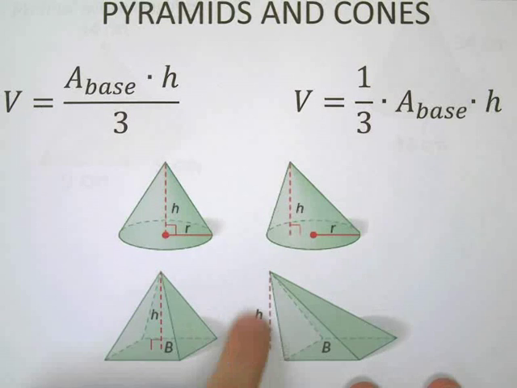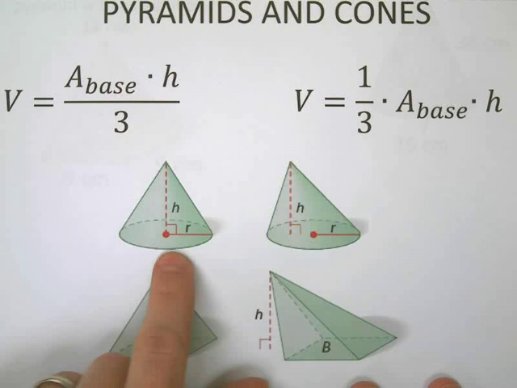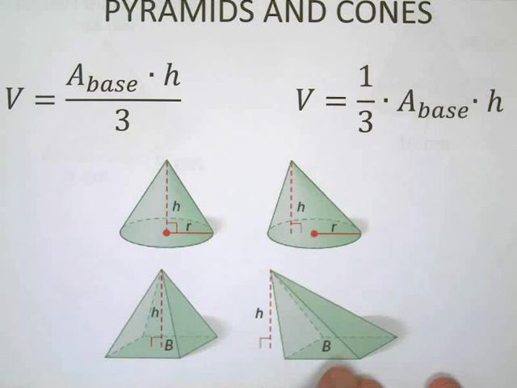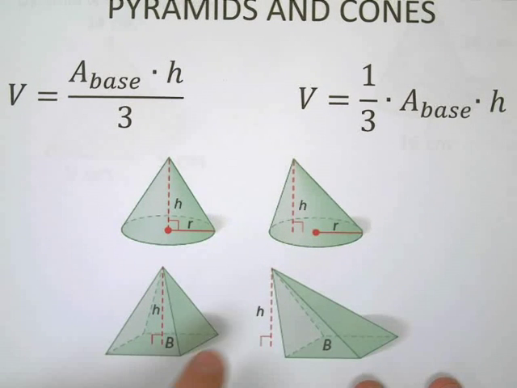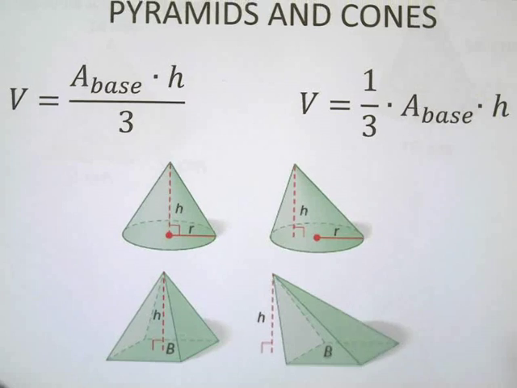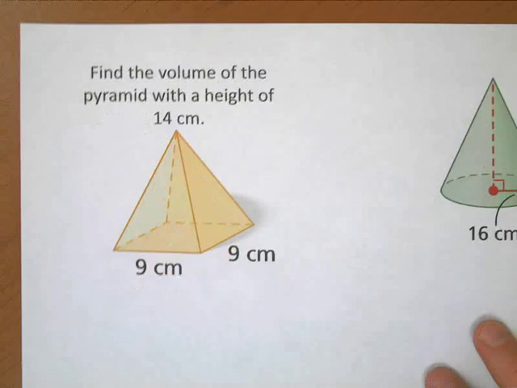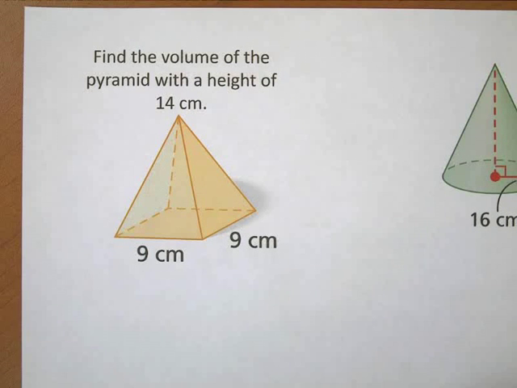In either case, even if the shape is not straight up, so here's a right cone, here's a non-right cone, we're interested in the vertical height. Even if this pyramid goes all cockeyed and off to the side, we're interested in the vertical height, just like we finished the last video. So, let's find the volume of this pyramid if it has a vertical height of 14 centimeters.